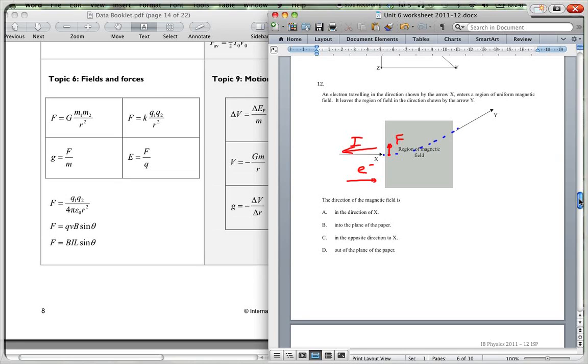We've got the palm of our hand facing up, so we need to turn our hand up, and so we'll have our fingers pointing out of the board. So it would be out of the plane of the paper. This would be the correct one there.